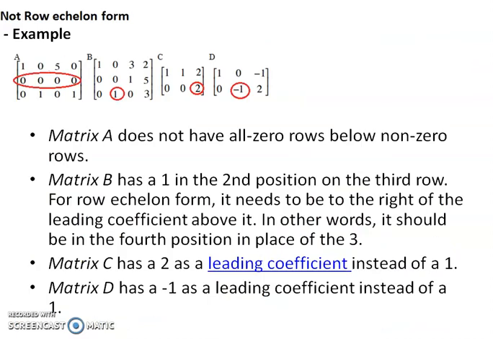And not-row-echelon-form examples are also given here, like an all-zero row that comes in the middle of the matrix. So it needs to be transferred to the end, the bottom of the matrix. Like that, some conditions need to be done. And here we need to make it as 1, so that the solution can be done in a proper way.